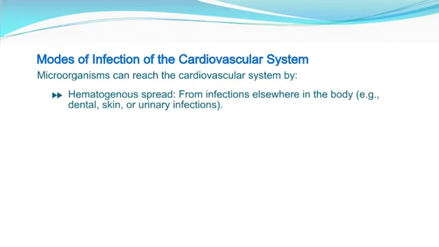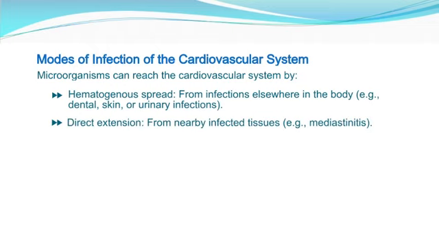First, the most common route, hematogenous spread. Microbes can enter the bloodstream from another site of infection. Let's say someone has a dental abscess or a urinary tract infection. Bacteria can enter the blood and travel to the heart. That's why patients with heart valve abnormalities are advised to take antibiotics before certain dental procedures because even simple tooth extraction can seed bacteria into the blood.